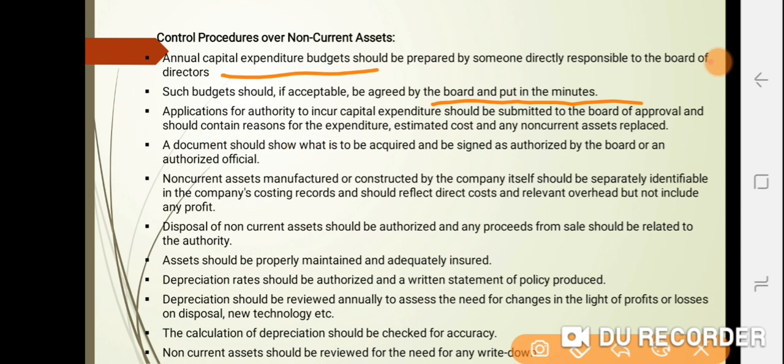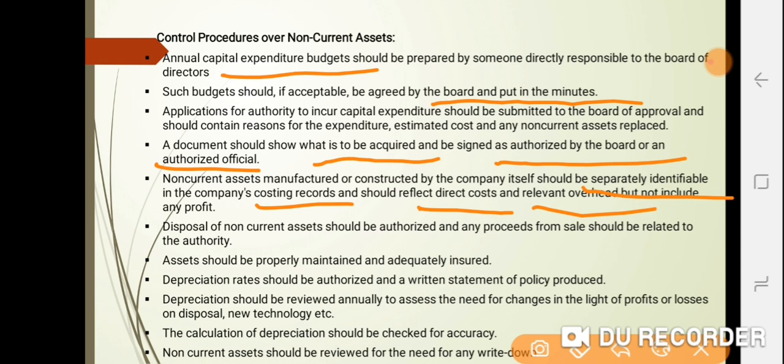Then a document should show what is to be acquired and be signed as authorized by the board or an authorized official. Non-current assets manufactured or constructed by the company itself should be separately identifiable in the company's costing record and should reflect direct cost and relevant overhead, but not include any profit. Okay, then disposal of non-current assets should be authorized and any proceeds from sale should relate to the authority.